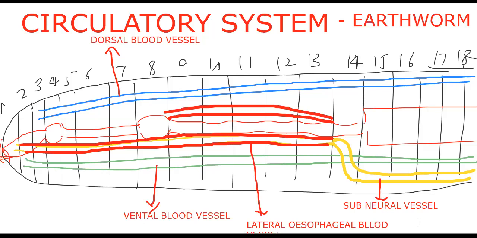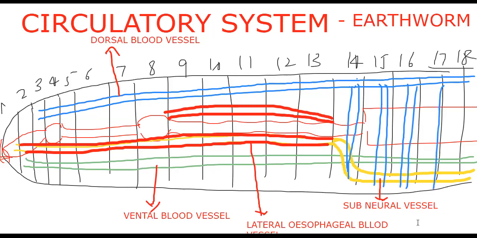The subneural blood vessel is connected to the dorsal blood vessel with the help of the commissural blood vessel. In every segment, we will find a pair of commissural blood vessels. That connection between the dorsal blood vessel and the subneural blood vessel we call the commissural blood vessel. That is one.